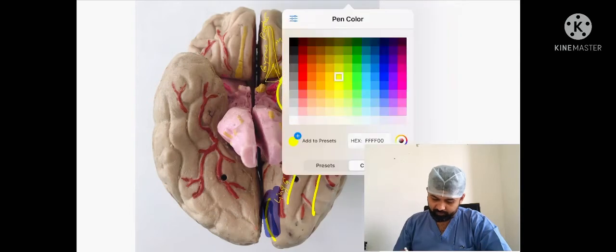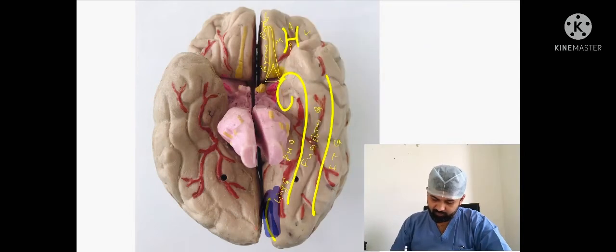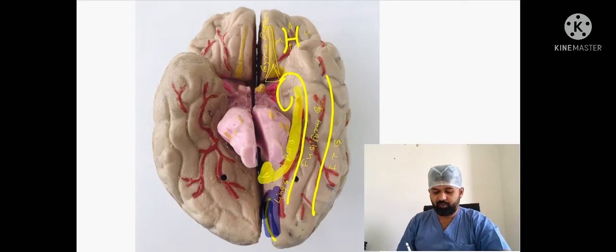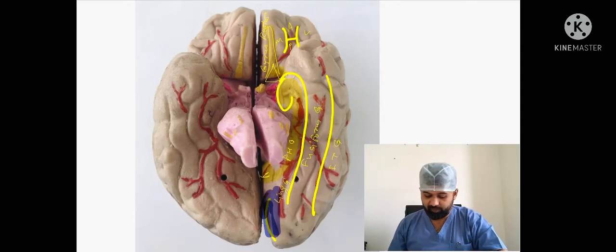And we have the suprasplenial, and we have the isthmus of the corpus callosum, which continues as the parahippocampal gyrus and the uncus here. We have the rhinal sulcus, which separates the uncus from the hippocampus proper here. So this is the inferior surface, which is more or less similar to the medial surface that we also saw.